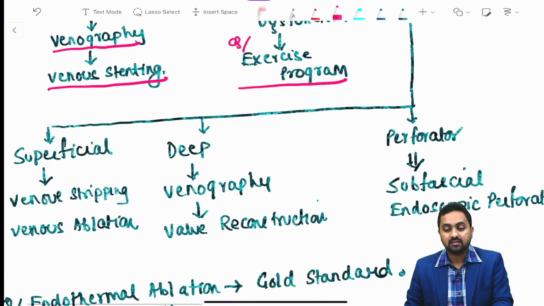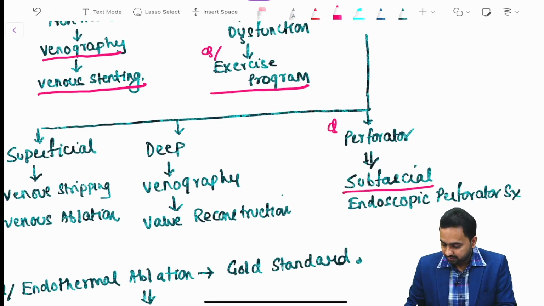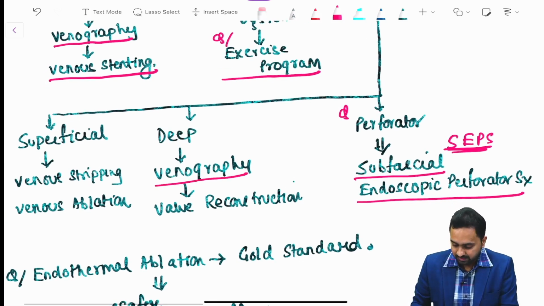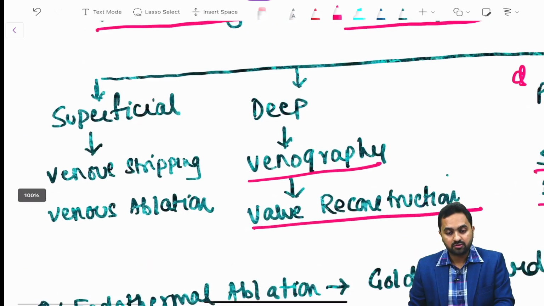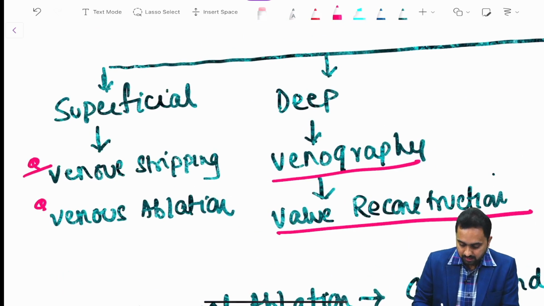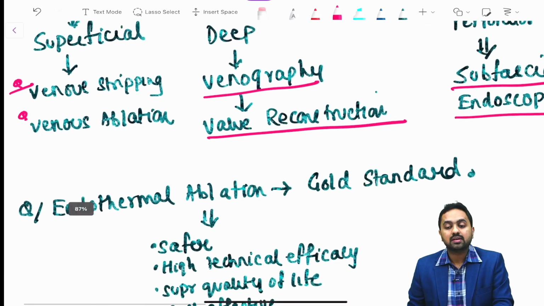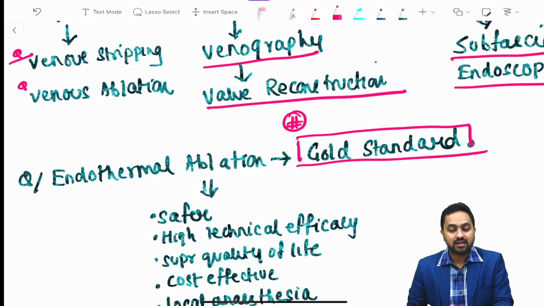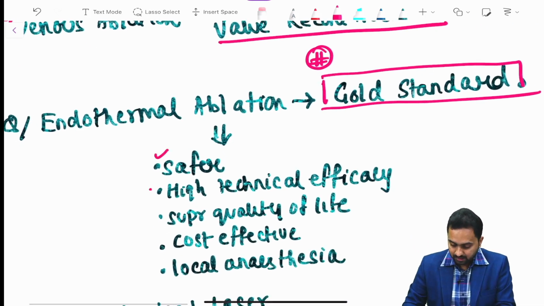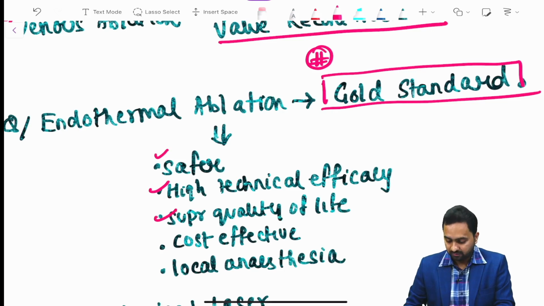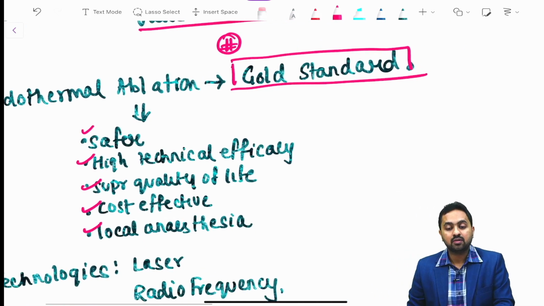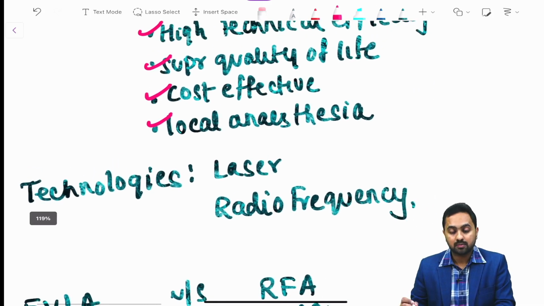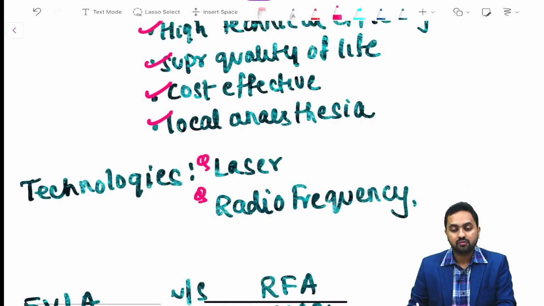Now if it is a reflux, now if it is in perforator, then we do subfascial endoscopic perforator surgery. Now if it is in your deep vein, then venography and valve reconstruction would be required, and in case of your superficial, you would need a venous stripping and your endovenous ablation, right? So right now the endothermal ablation has become your gold standard. So why has it become your gold standard? Because recent randomized control trials have proved it to be safer, higher technical efficacy, superior quality of life, cost effective, and look, it can be done in local anesthesia. So the various endothermal ablation techniques include your laser and your radio frequency, right?